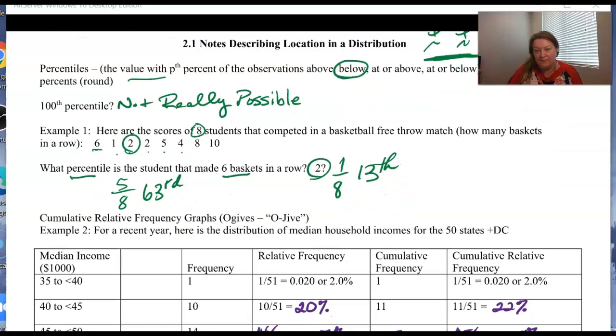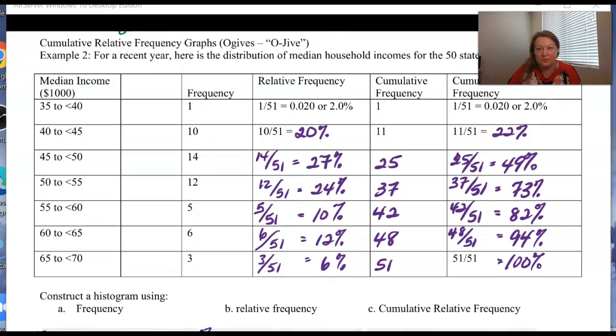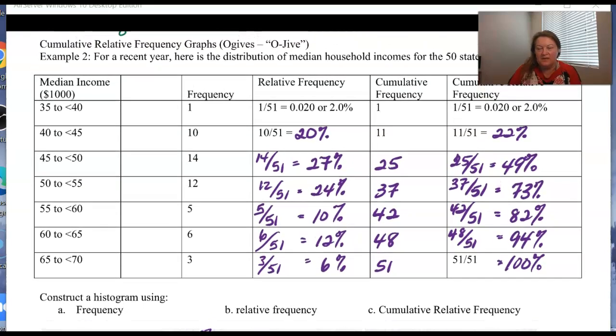All right, next one, I pre-filled in with us, so this would be a good place to pause if you want to. These are cumulative relative frequency graphs. We've already done relative frequency graphs and histograms. This is just another version that is accumulated percentages. We've done these as histograms, and this is the new one. This is out of all 51 states if you count DC.